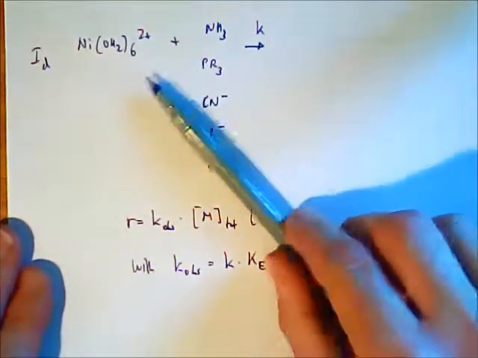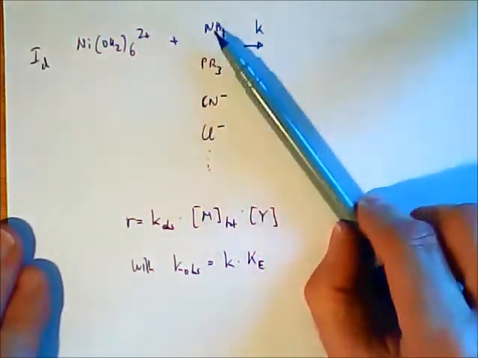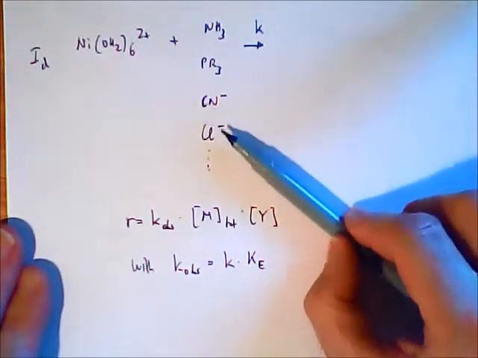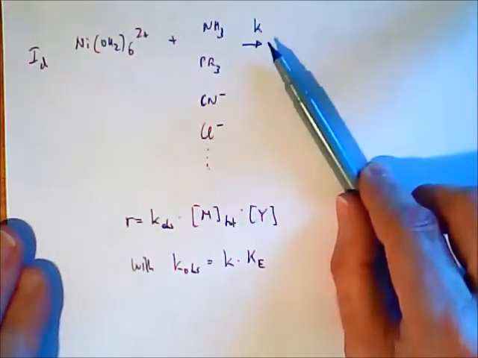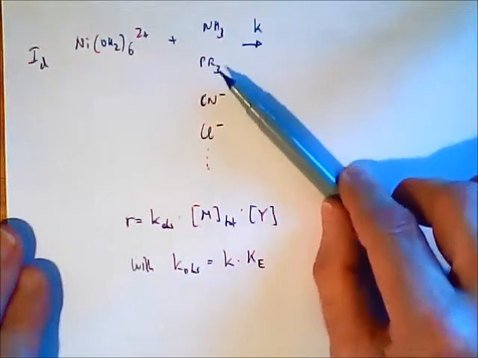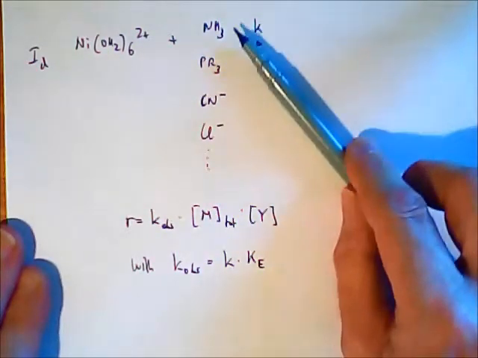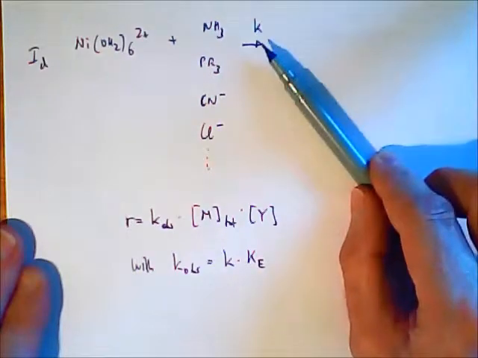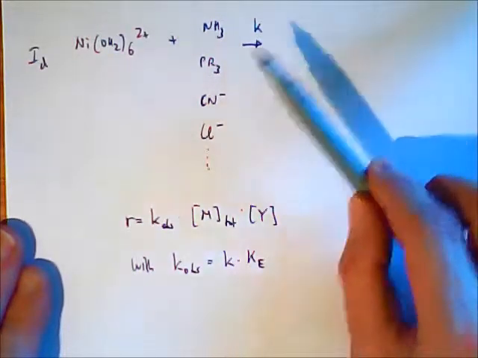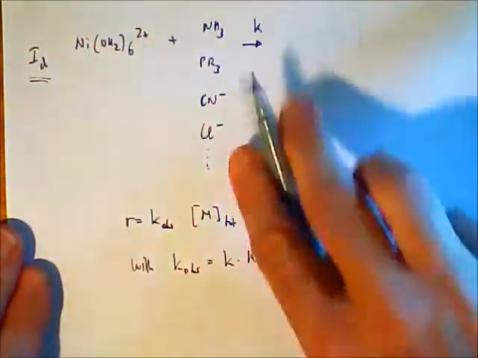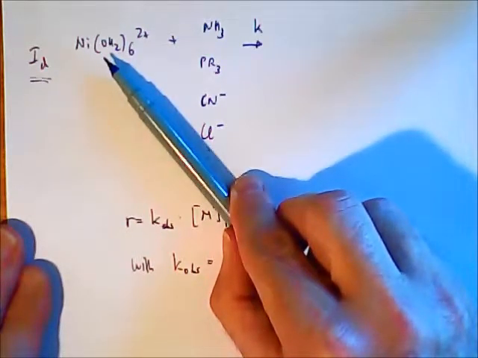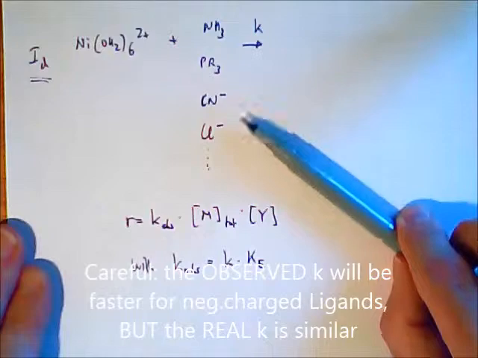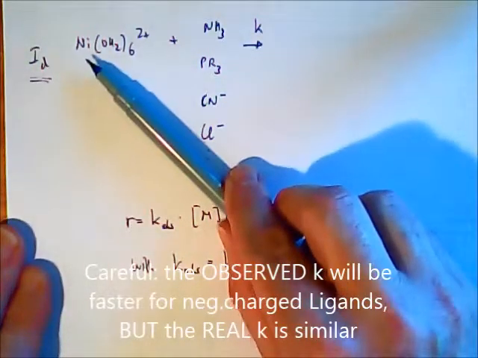Characteristic for the ID mechanism here is now, if we have the same metal compound and we let it react with different kinds of ligands and we measure the k for the substitution reactions and we find that the k is more or less the same for all these ligands, it does not vary a lot, then we can be quite sure that the mechanism is dissociative, because the slow process is the breaking of the nickel water bond. So the nature of the new ligand does not have a big influence on this slow step.